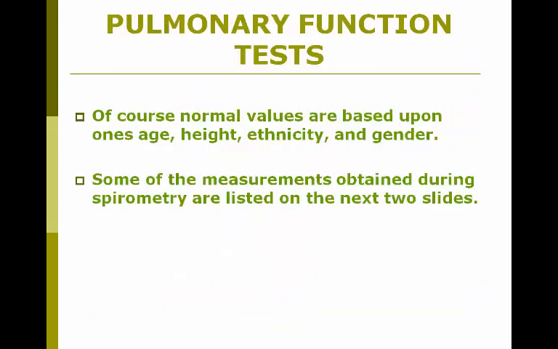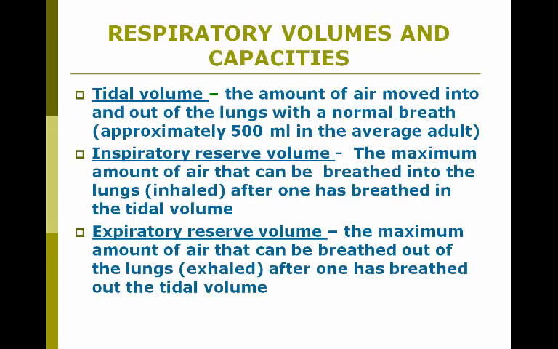Pulmonary function test values vary based upon one's age, height, ethnicity, and gender. Some of the measurements obtained during spirometry are listed on the next two slides. We have certain entities called respiratory volumes and capacities. The tidal volume is the amount of air moved into and out of the lungs with a normal breath. In the average adult, this is equal to 500 milliliters of air.